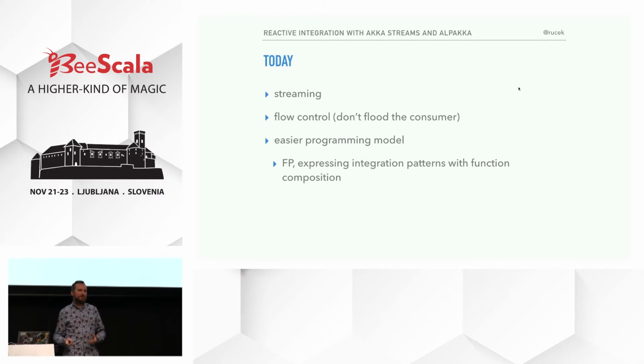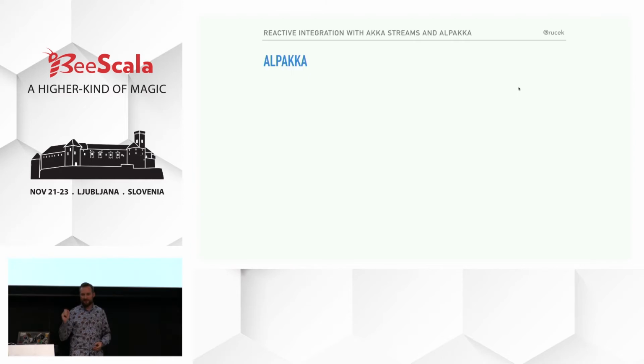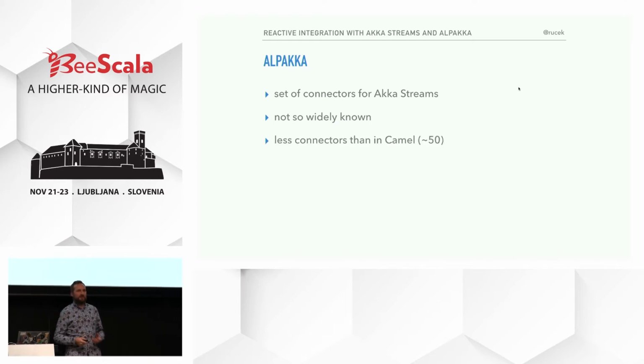To solve these problems and to present a more modern approach to system integration, Project Alpakka was created. This is another animal. It may look nicer than a camel, and it is for you to judge whether the code approach to system integration is also nicer. So what is Alpakka? Alpakka is a set of connectors for Akka Streams, and Akka Streams is one of the implementations of the Reactive Streams initiative. It's not as widely known as Camel is. It has fewer connectors; as I checked yesterday, it is around 50, so it's like a quarter of what Camel has.